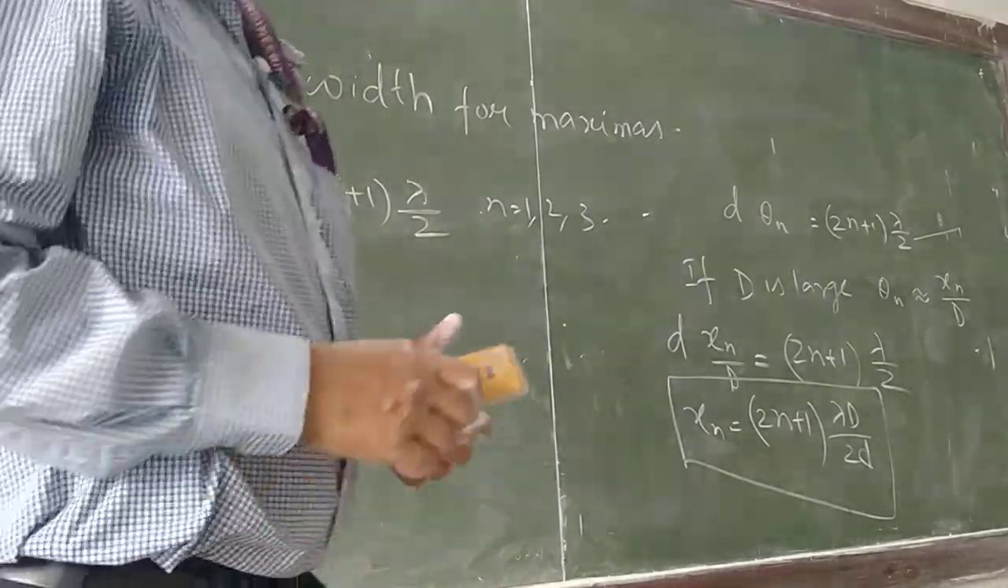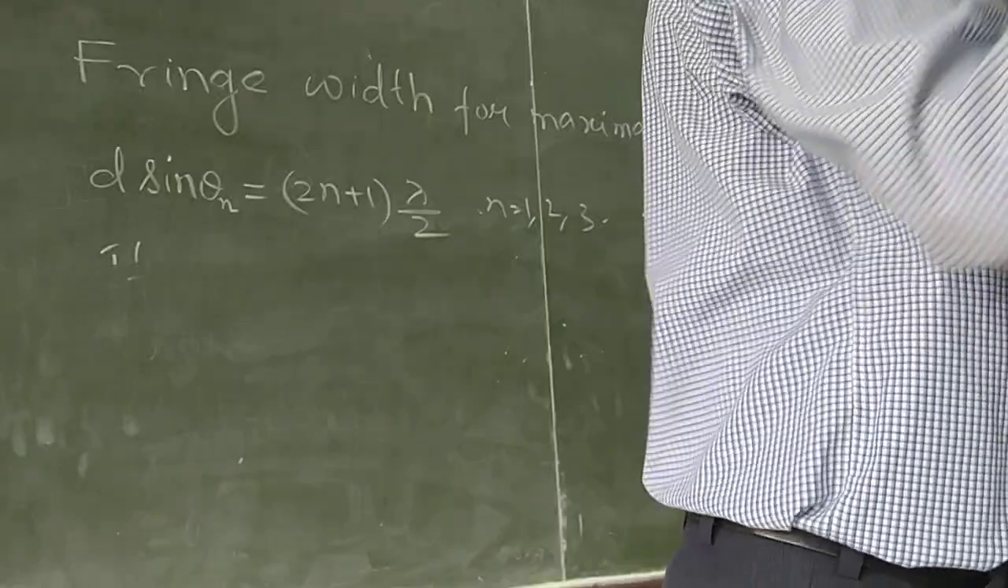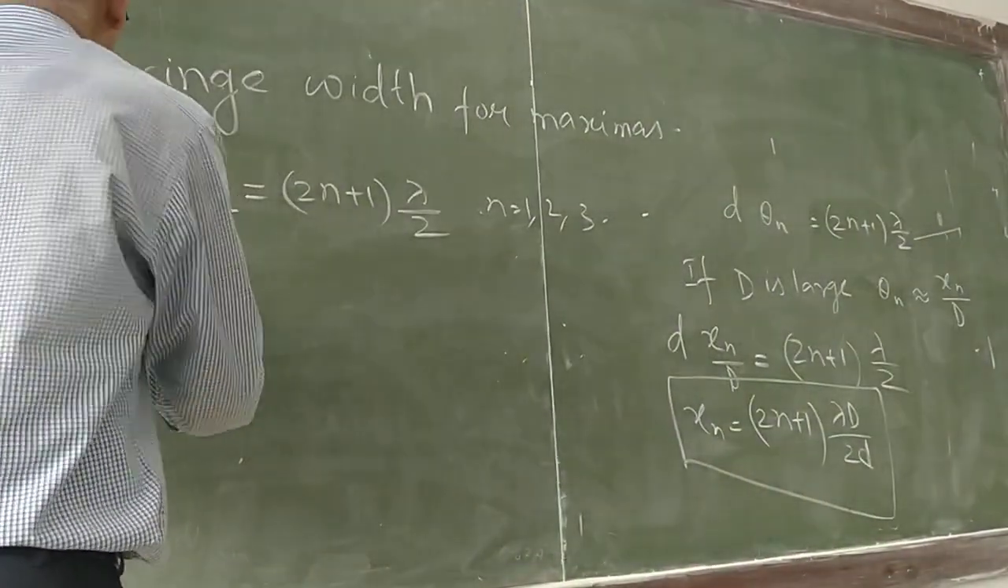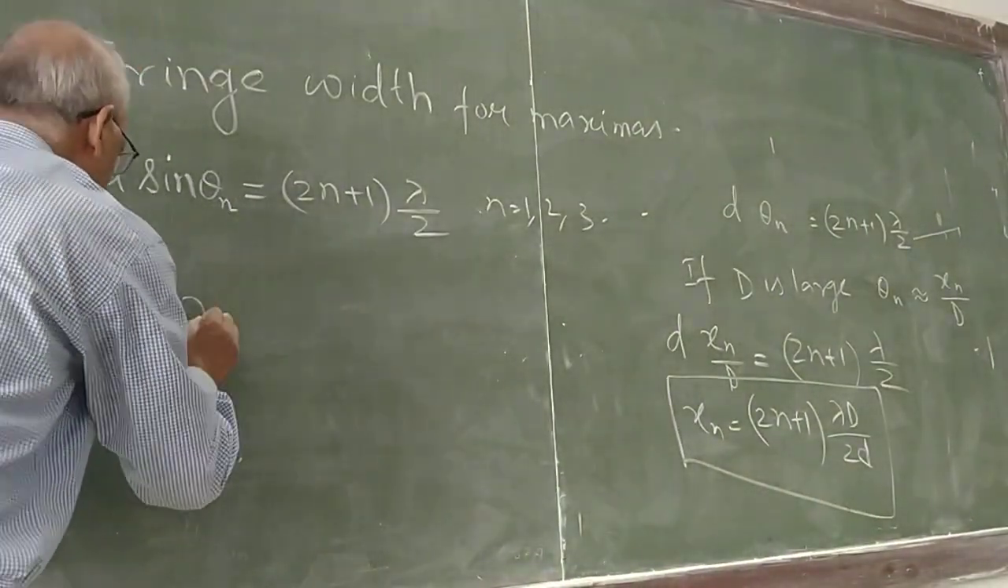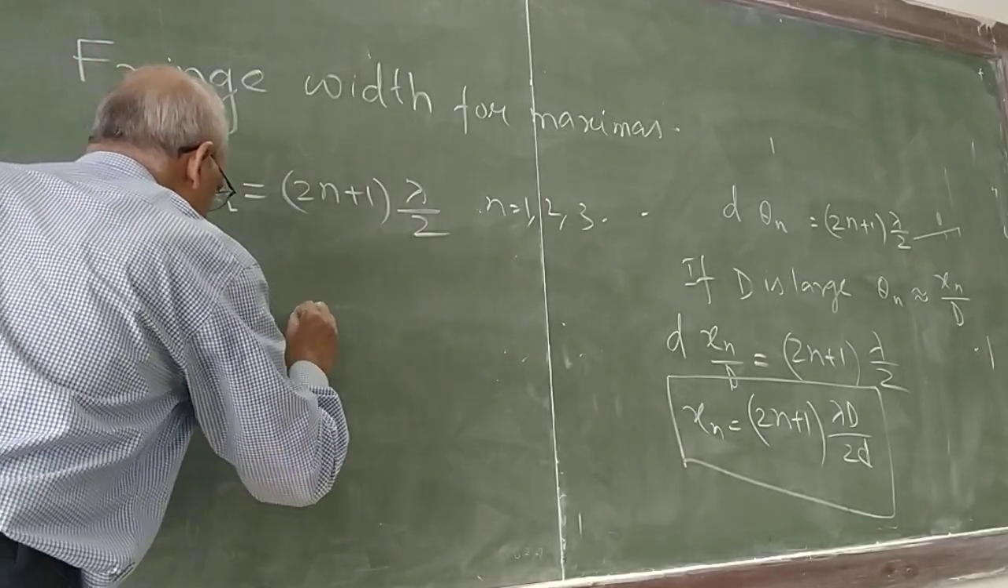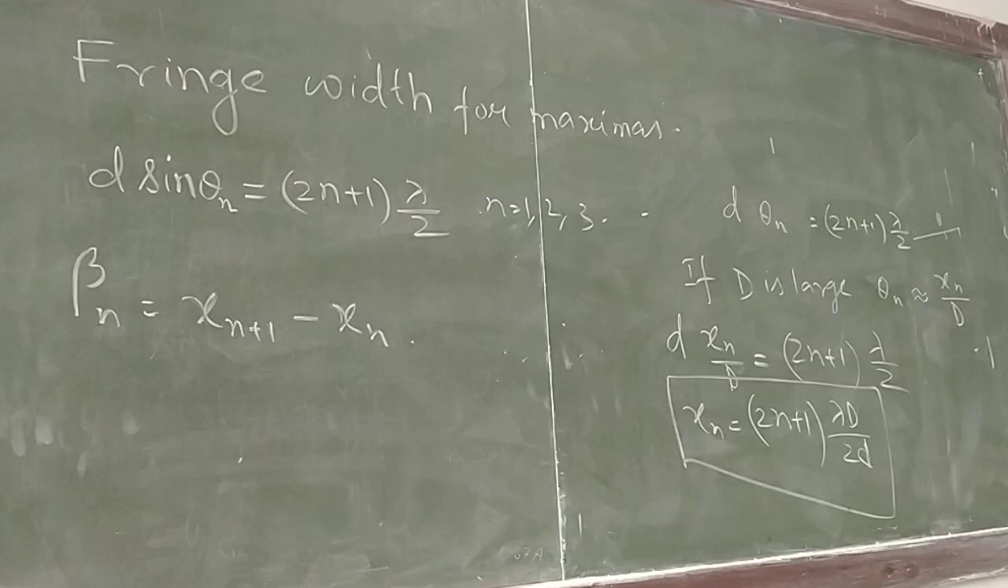Now, what is fringe width? It is the distance between two successive maxima. So fringe width is defined as beta n is equal to x n plus 1 minus xn. Two successive maxima. What is the distance? You are moving along the x axis. Right? Now, this is called beta n, fringe width.